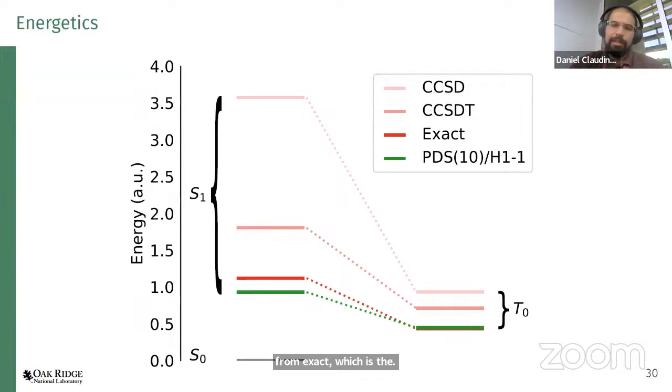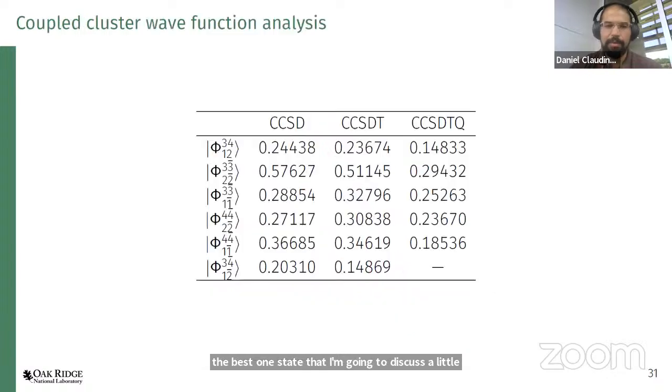But if we in the community understand that if we add up to triple excitations, then that's enough. We see that it's not for this problem, and we see that our approach is the one that gets closest to the exact numbers. So there is a little discrepancy here in the S1 state that I'm going to discuss a little bit moving forward.